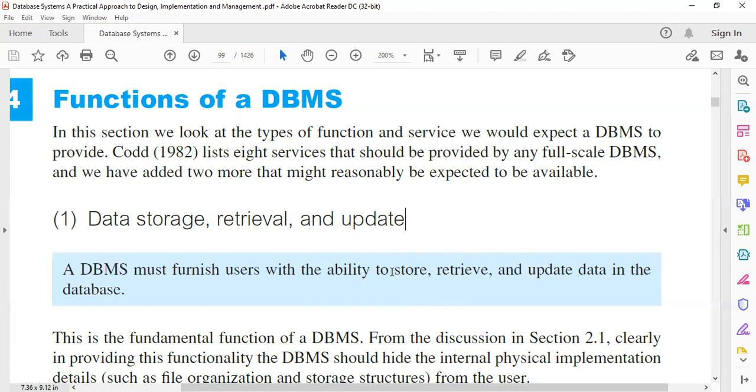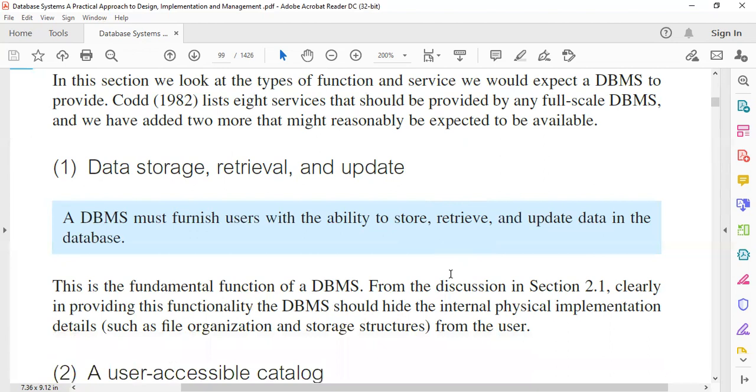So it will allow you to input data, get data from the database, and also make updates on the database. This is a basic function that we have already discussed in our previous lessons, on how data is stored, and the various components or facilities of the DBMS that will assist it to accomplish this function.